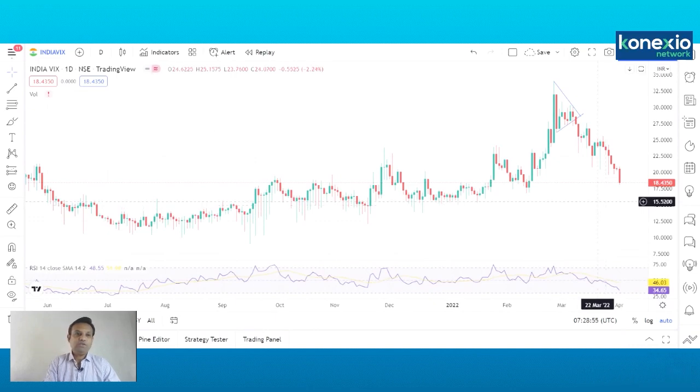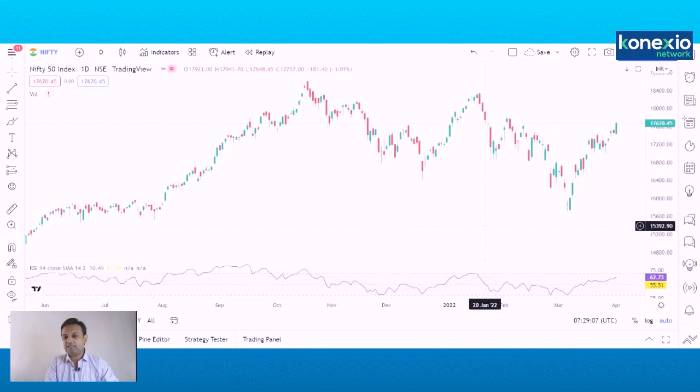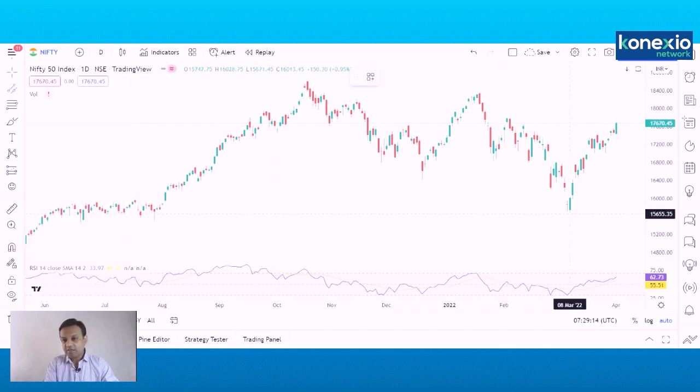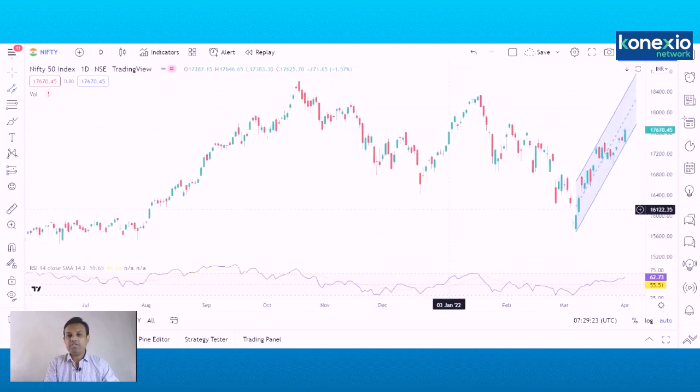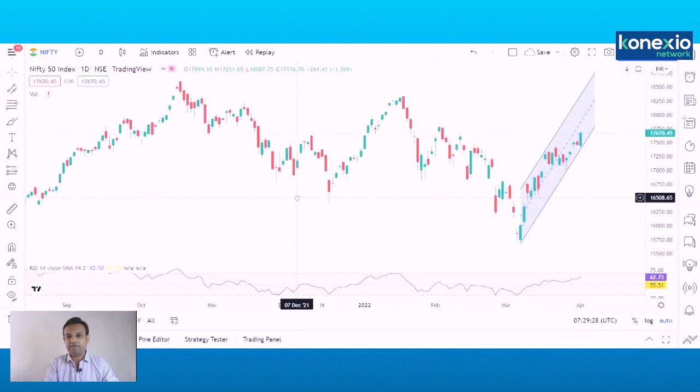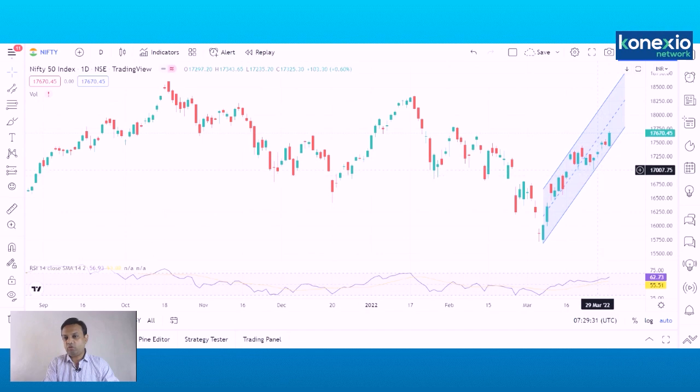Now let us discuss the Nifty daily chart. This is the daily chart, and this is RSI. We have been advocating a rising channel in the Nifty, so let me put that particular rising channel. Last week also we mentioned this channel, and you can clearly see that Nifty has very well managed to move in this rising channel. It has taken support around these levels last week, and it has rallied. It is in bullish momentum.